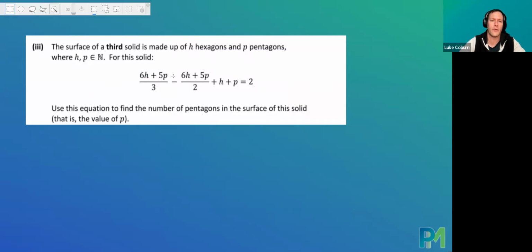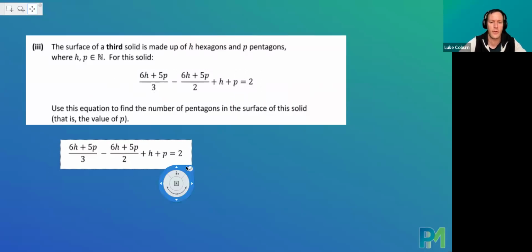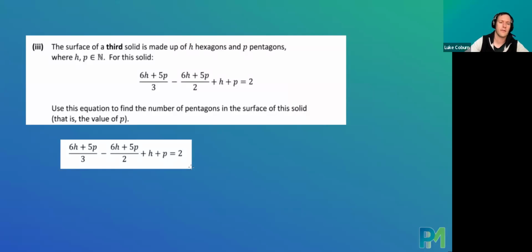This is where I'm like, I don't care about any of what you just said there. I'm just going to look at this and try to do some sort of algebra with it. So let's work on this piece and just preserve everything else. We've got (6h plus 5p) over 3, minus (6h plus 5p) over 2, and then we just have everything else. Plus 5, plus, let me give myself a bit of space, plus p is equal to 2.